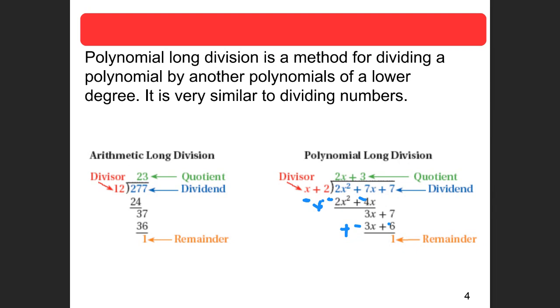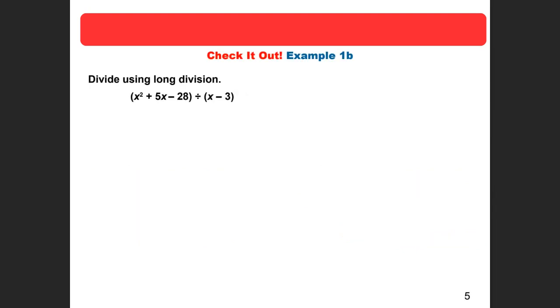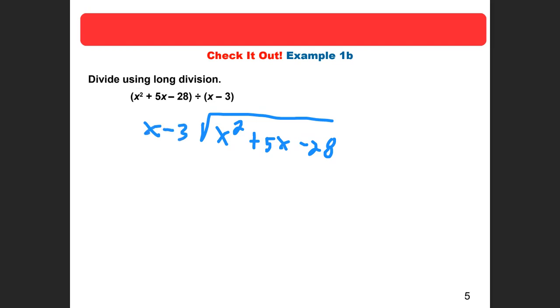So let me show you an example. If I was going to do this problem here, I'm just going to write it out. So I'm going to go x squared plus 5x minus 28 divided by x minus 3. I always just look at this term. X times what gives me x squared? Well, x times x gives us x squared. So I'm just going to multiply by x. Now if I multiply the x times x minus 3, I'm left with x squared minus 3x.